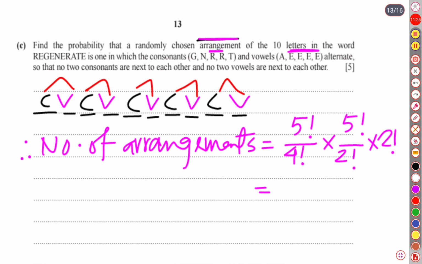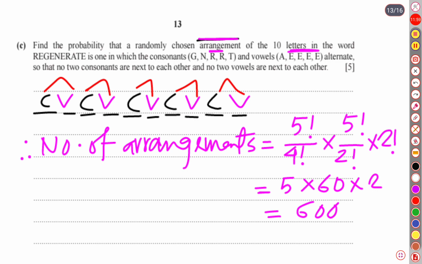So ultimately our number of arrangements is going to be, what is it going to be? 5 factorial means 120. 4 factorial means 24. So this is going to be 5 factorial, which is 120, 2 factorial means 2. So 120 divided by 2 is 60. Well, 60 into 2 factorial means 2. So finally we have got 600. 600 different ways the consonants and the vowels can be arranged.